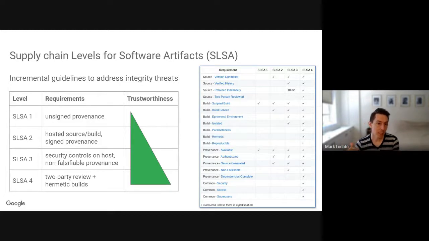At level 2, we require moving to some sort of hosted source and build platform. The benefit of this is that it decreases the number of entities who we have to trust. There are not that many source and build platforms out there, but there are many, many different software projects. And so overall, we're just trying to reduce the attack surface. It's at this level that we add signing to the provenance. And another thing is, because there are not that many platforms, the key management becomes a little bit easier at this level.